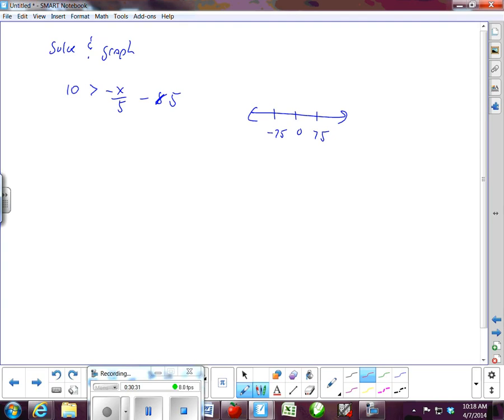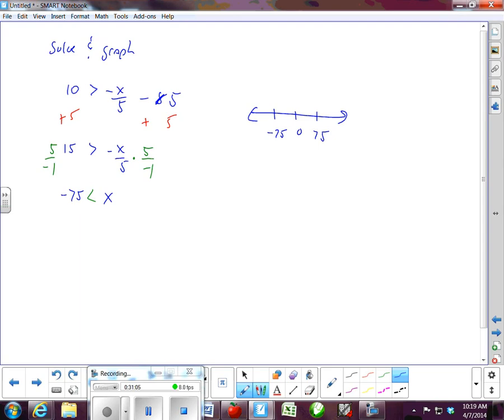Okay, so to isolate the variable, you're going to add a positive 5 to both sides. You get 15 greater than negative x over 5. Things multiply times the variable, so you move by multiplying both sides by the reciprocal. We have to do a 5 over negative 1. And remember, whenever we multiply by a negative, what do we do with the inequality symbol? We reverse it. I end up with negative 75 less than x. So that solves the inequality.